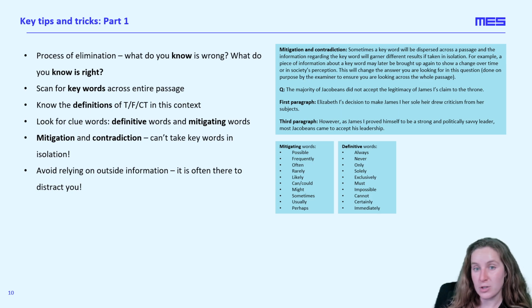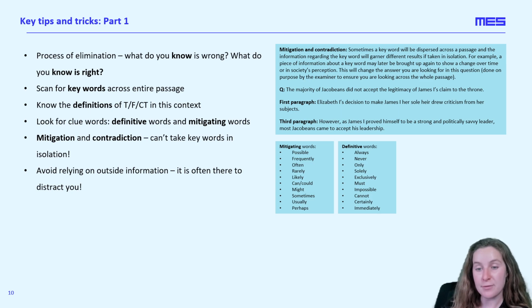Okay, so that suggests that this question would go towards true. But if we kept scanning for James I in this passage about Queen Elizabeth I's passing on her reign, we might see in the 3rd paragraph that it says, however, as James I proved himself to be a strong and politically savvy leader, most Jacobeans came to accept his leadership.